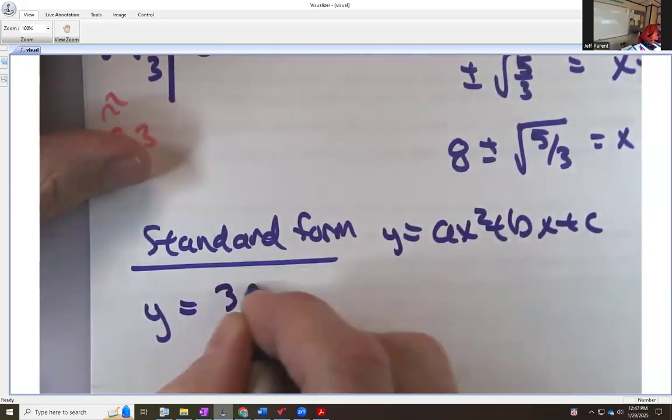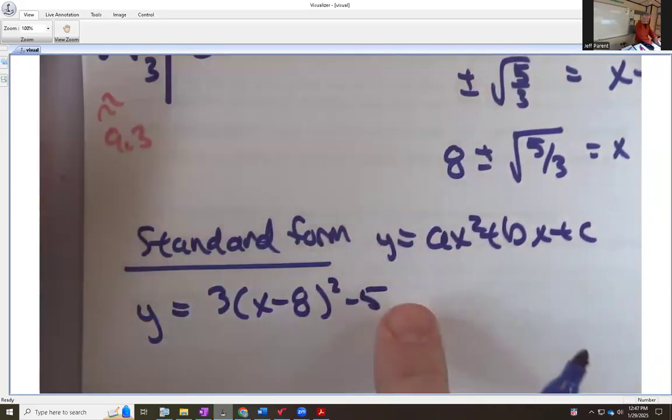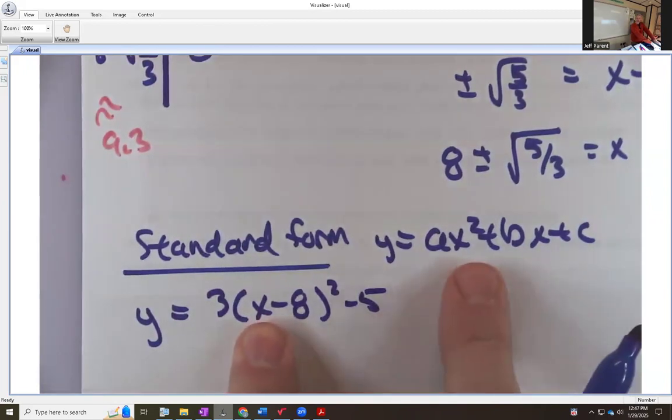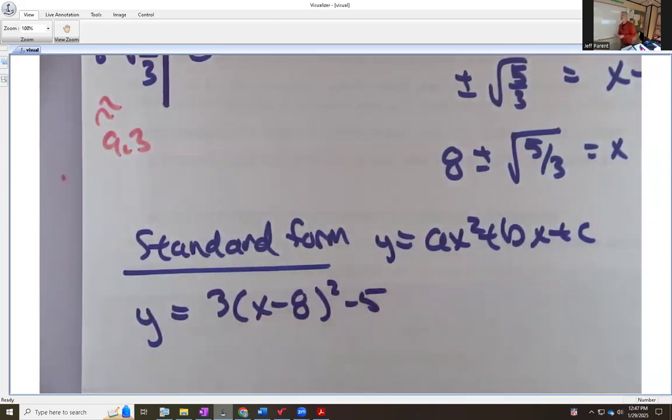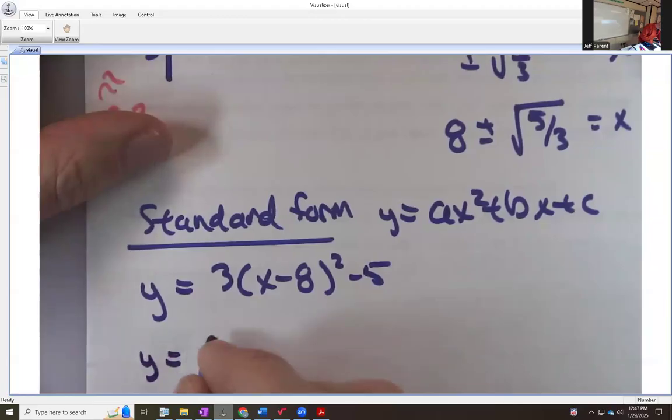And if I've got 3 times x minus 8 squared minus 5, how am I going to get this to look like this? What would I do? Square out the x minus 8. All right, let's start there. So it's going to be 3 times x minus 8 times x minus 8.